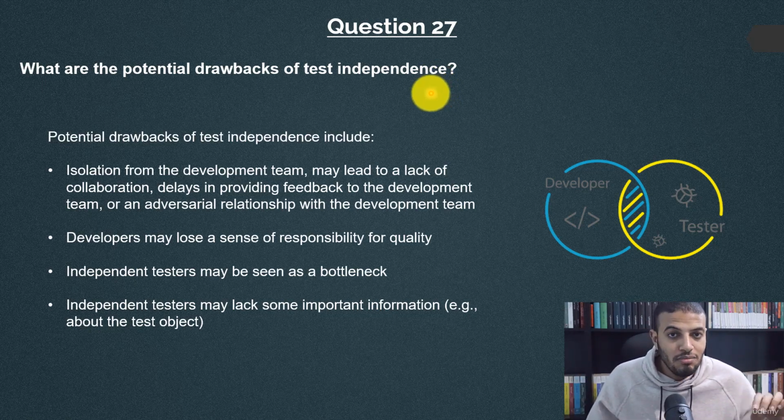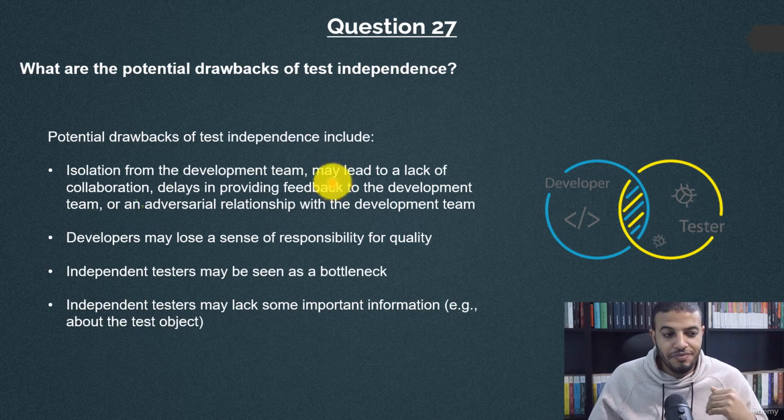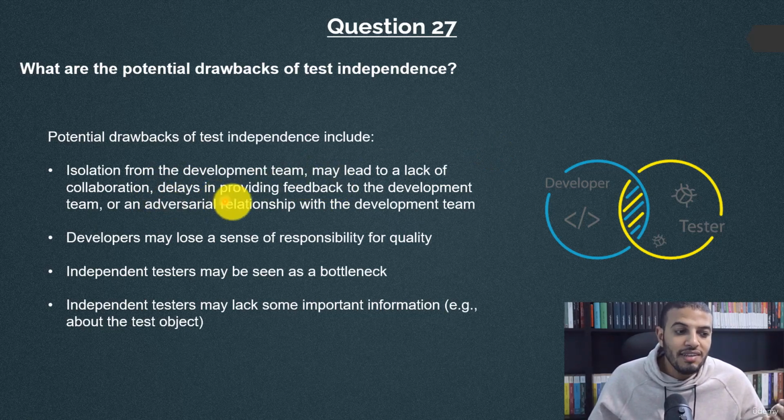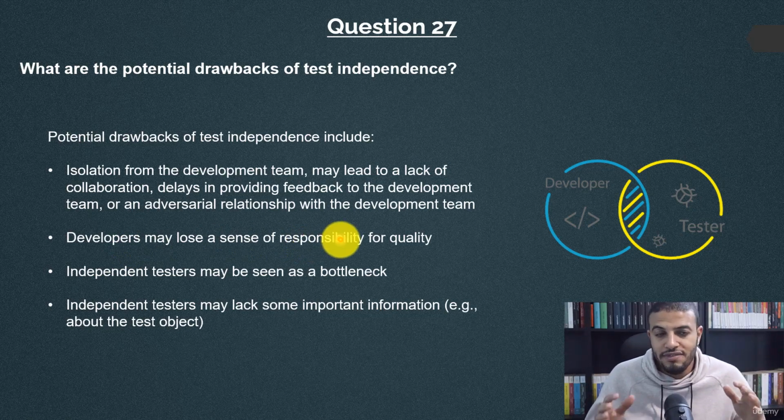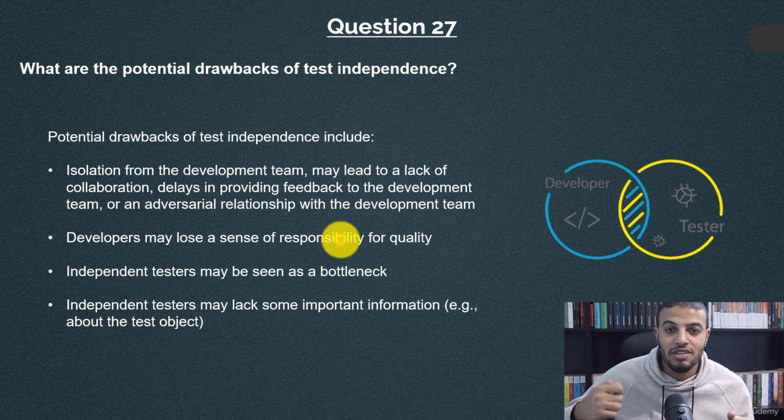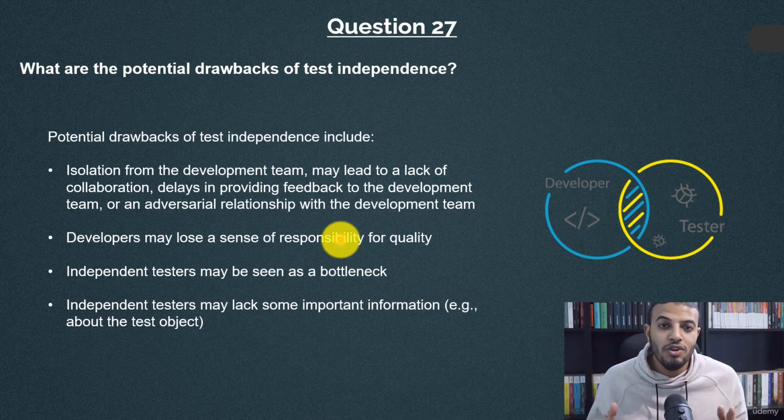So some drawbacks that come with test independence is isolation from the development team. So you do not communicate a lot with the development team, and this may lead to a lack of collaboration, delays in providing feedback to the development team, or an adversarial relationship with the development team. Also, if we have someone who is dedicated to quality, for example, the QA engineer or the independent tester, in this case, sometimes the developers may lose a sense of responsibility for quality. So if this company, for example, doesn't have an independent tester, any defect that the client or the stakeholder finds, the blame will be on the developer.